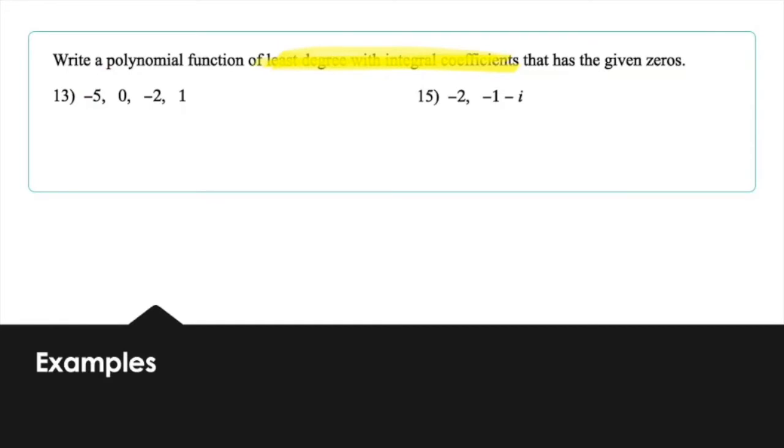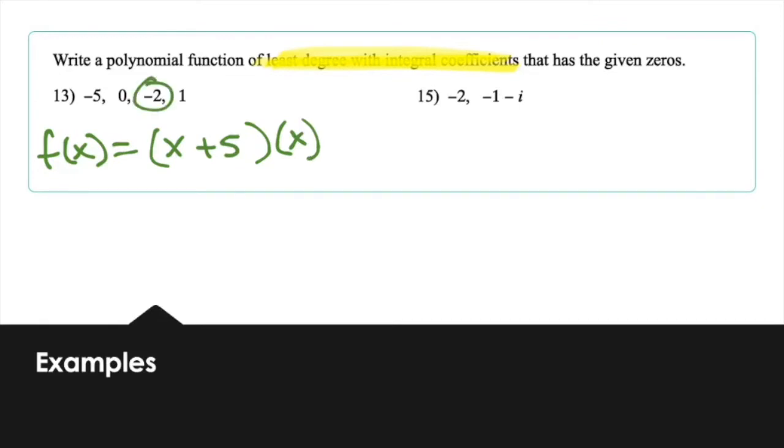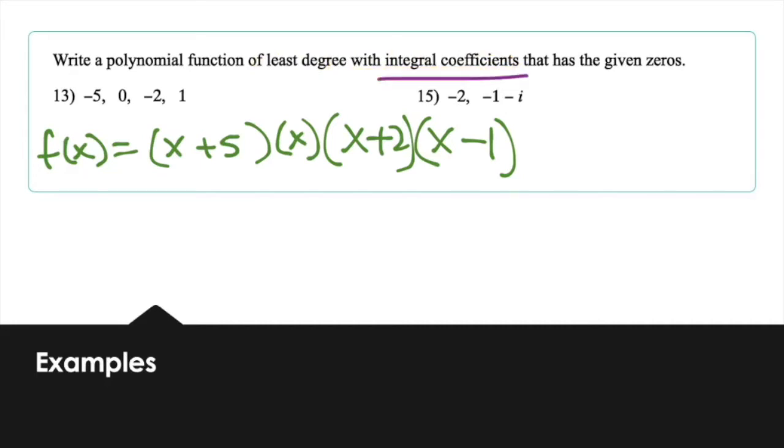All right. So if we have a root of these, we will have f of x because we want a polynomial function. If I have -5 as one of my roots, then x plus 5 is the factor. If I have 0 as a root, then x is the factor. If I have -2 as the root, then x plus 2 is the factor. And if I have 1 as a root, then x minus 1 is the factor. And so our goal now is to write all this out. Since it said that it wanted integral coefficients, it actually wants coefficients and not just a bunch of factors. So we need to multiply this out.